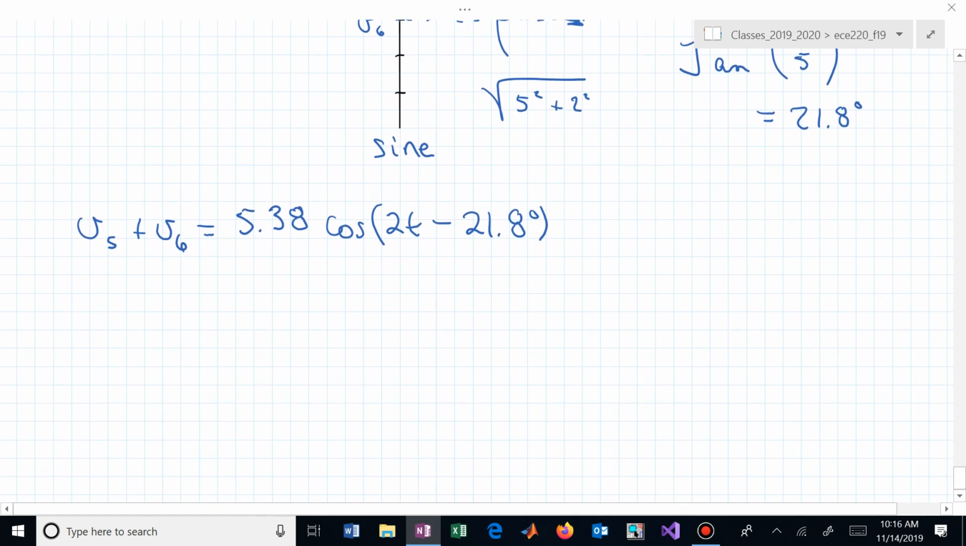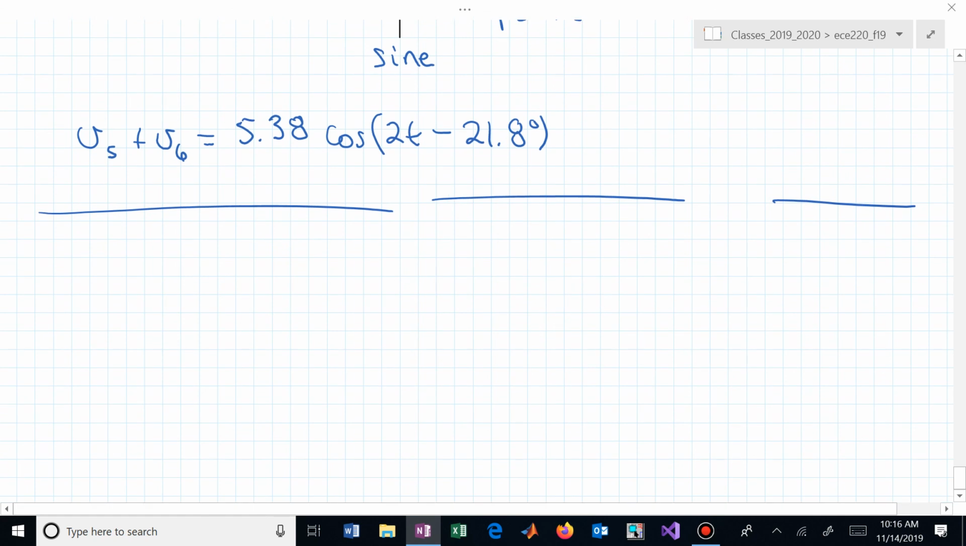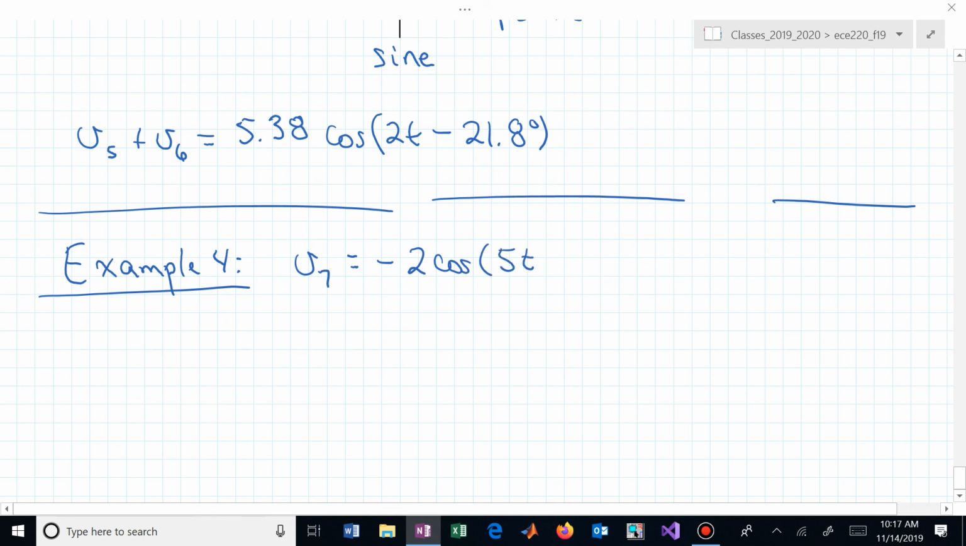Let's do one more. Now that I don't have anything prop-wise to help me at all, this is going to be ugly, but you can clean it up at home. I won't, but you can. Here's V sub 7. Let's say this is minus 2 cosine of 5t. And V sub 8, let's say, is 4 sine of 5t.